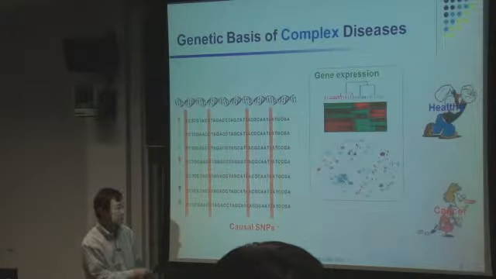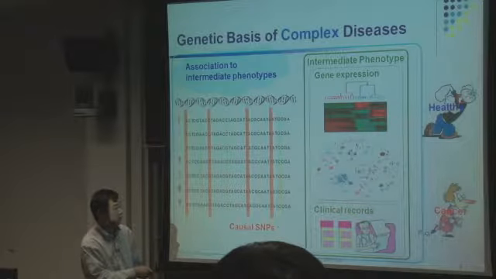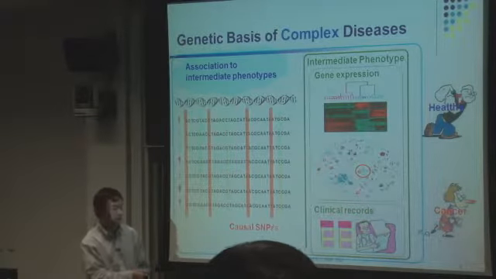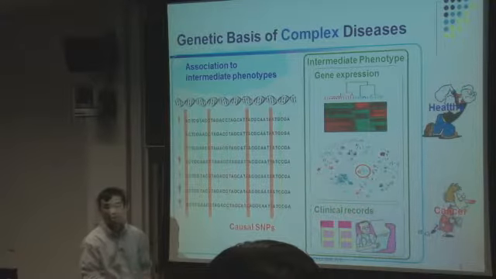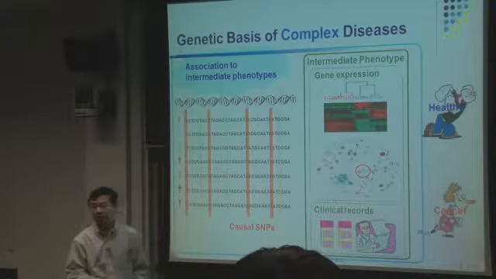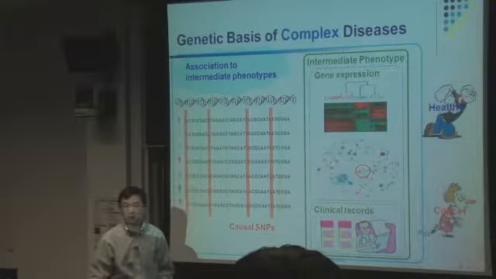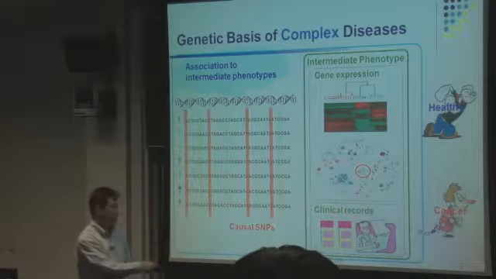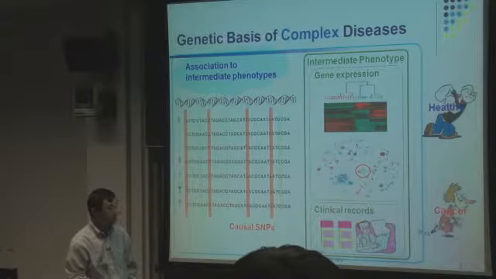Okay, maybe a particular module here gets up, and that basically explains a particular subtype of cancer. Another module here is up, may account for a different type of cancer. So this is a much more interesting signal to be used to investigate the causal SNPs.